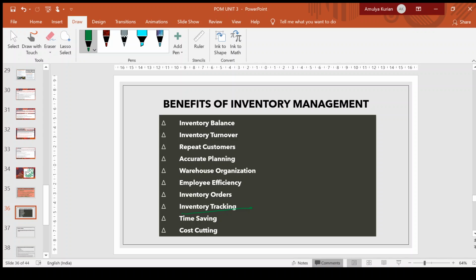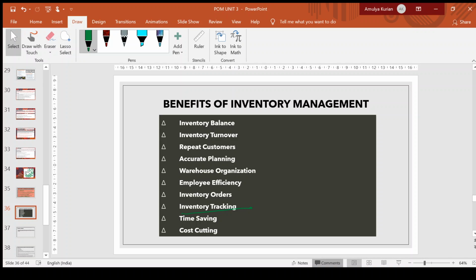The next one is cost cutting. When the inventory management system is efficiently done, the company can save a lot of money. It can avoid wasting money on slow moving products, and it helps the company to focus more on those products which are in demand. So these are the benefits. So today basically we have learned in this module what we mean by inventory, what are the different types of costs associated with the inventory, what are the objectives of inventory management, and what are the benefits of inventory management.